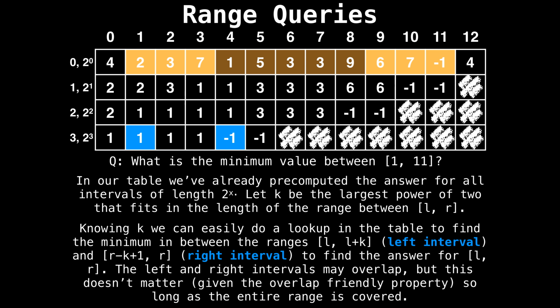As you can see, the entire range between 1 and 11 is covered, and there is an overlap section. So if you take the minimum of both the blue cells, we can conclude that the minimum value between the range 1 to 11 is -1.